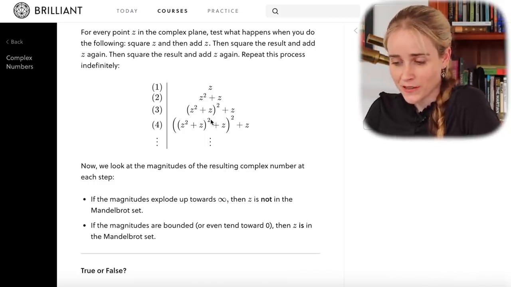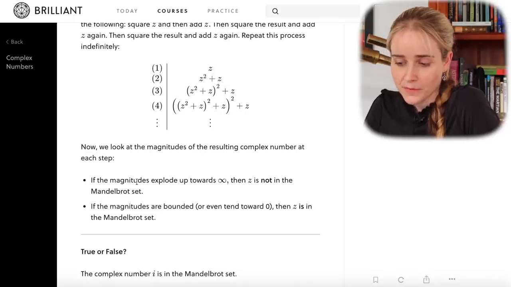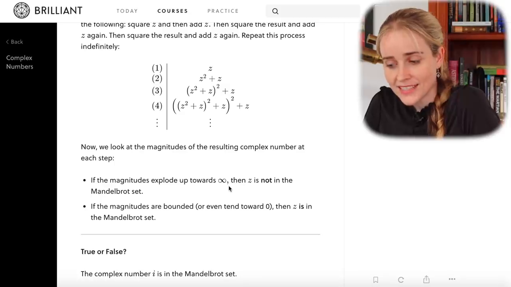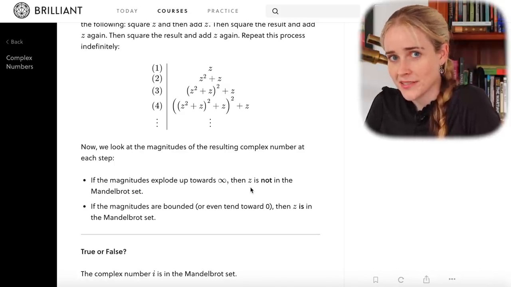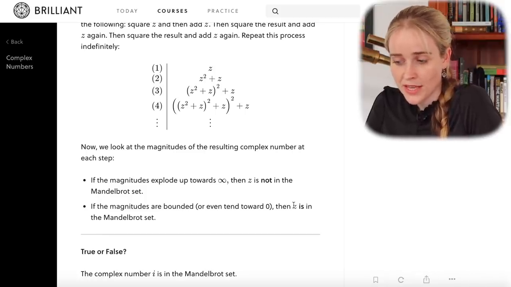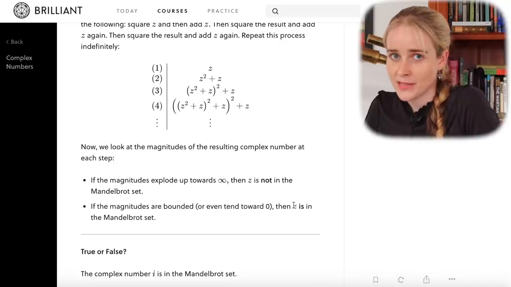You'll notice that one of two things would happen. Either the magnitude explodes up towards infinity, and in that case, the complex number Z is not in the Mandelbrot set. If the magnitude is bounded or tends towards zero, then the number Z is in the Mandelbrot set.